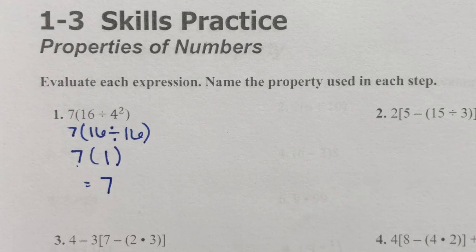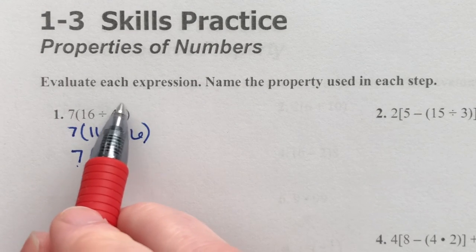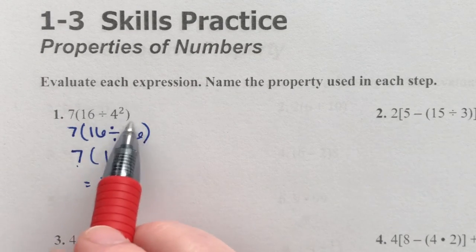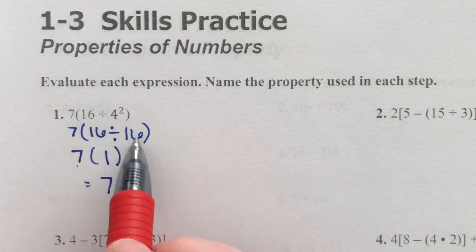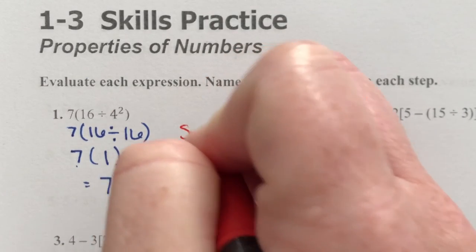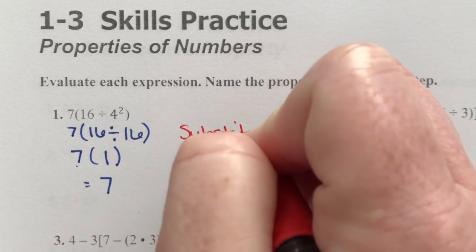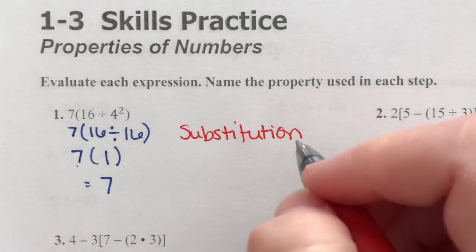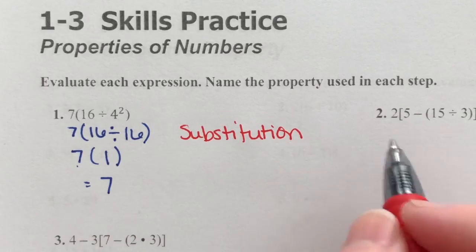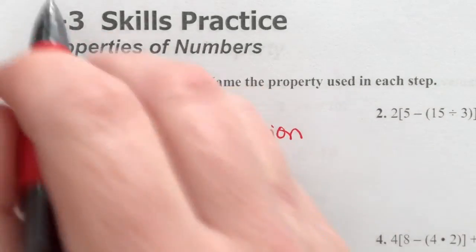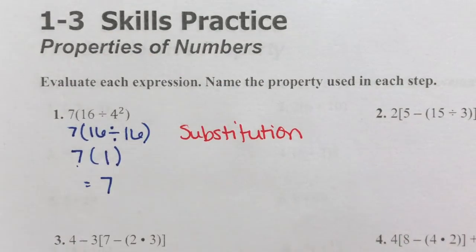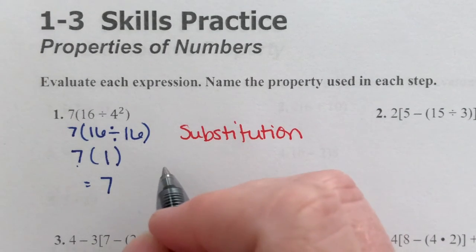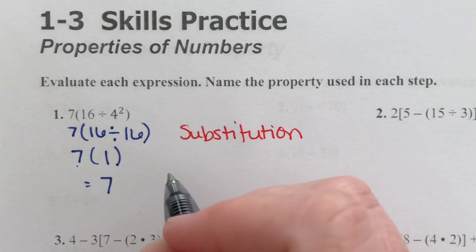So if I went back and wrote the property for each, when I replace a value with something that's equal to that value, it just looks different, that is substitution. And you can look at that properties worksheet that I had given you guys, that I had posted, I believe it was in the week that we did 1-3. You can look for that and find all the properties you need. The sun is getting darker and it makes it darker on camera.